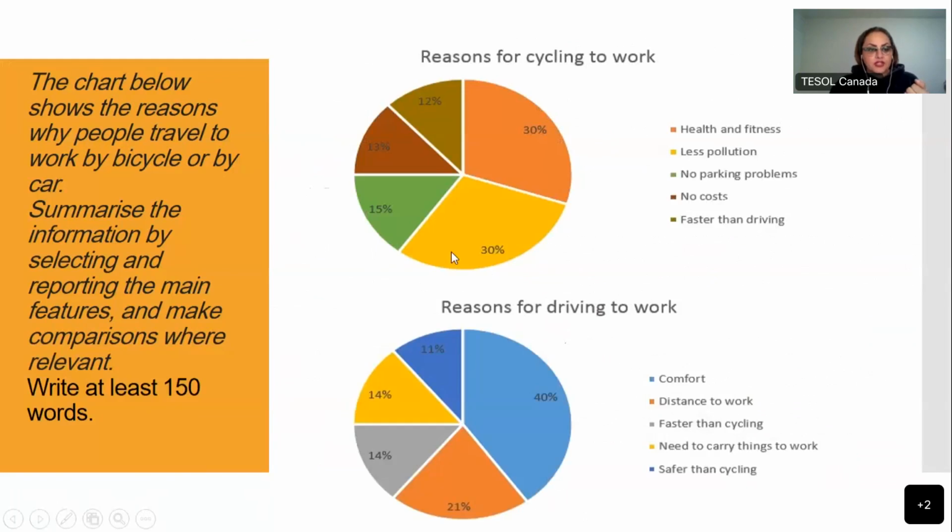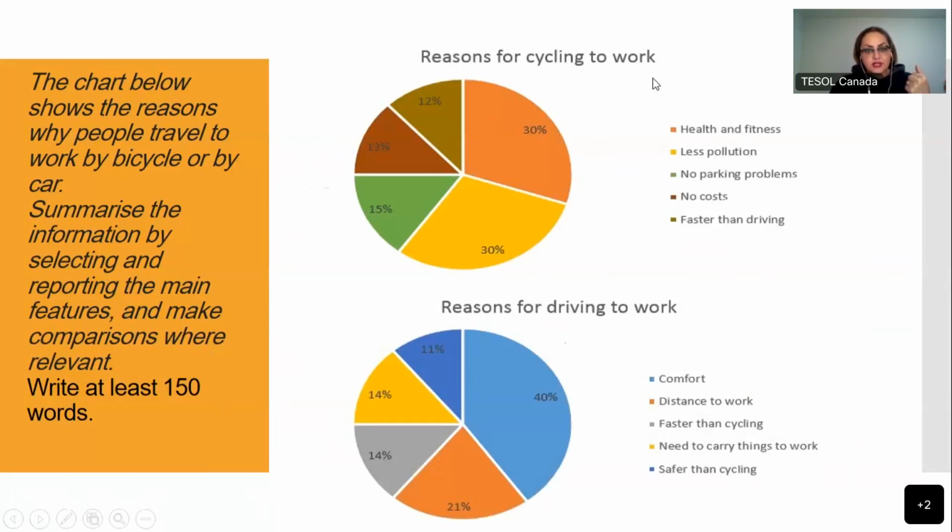Here, for example, a pie chart. It says the chart below shows the reasons why people travel to work by bicycle or by car. Summarize the information by selecting and reporting the main features. So again, paragraph one: paraphrase and the main features. Then you do the comparison in paragraphs 2 and 3.